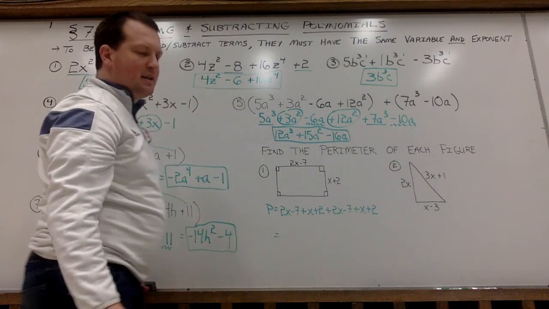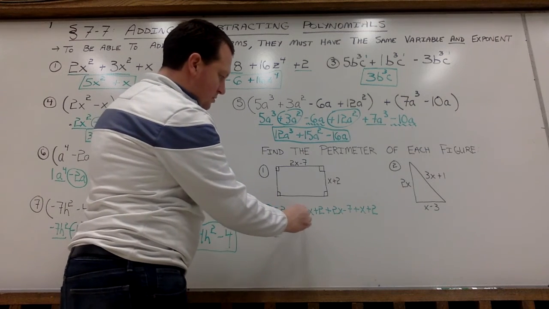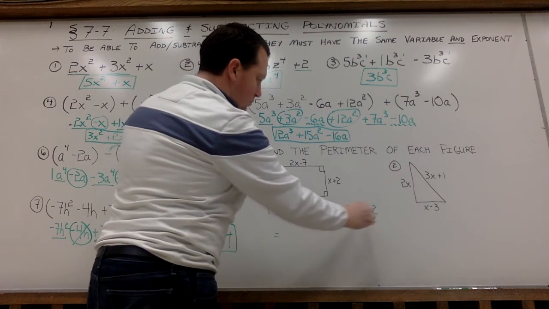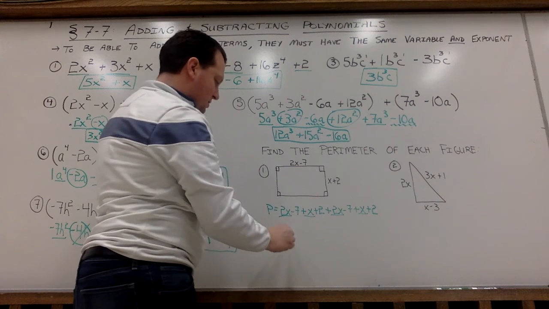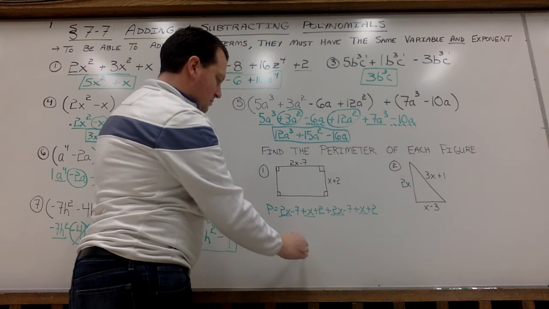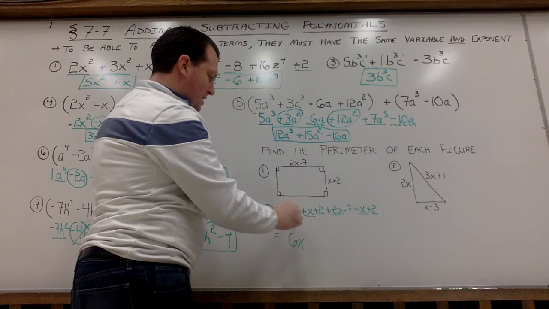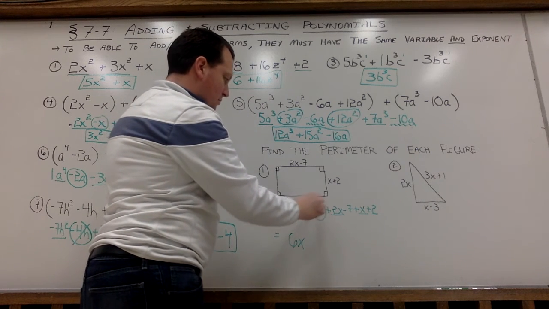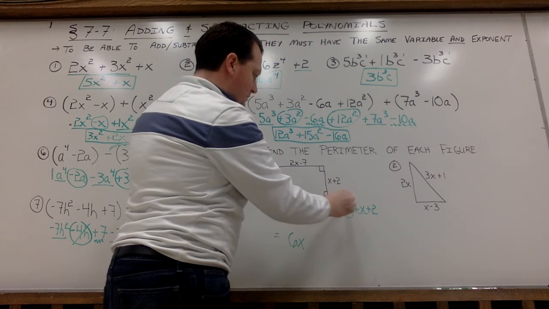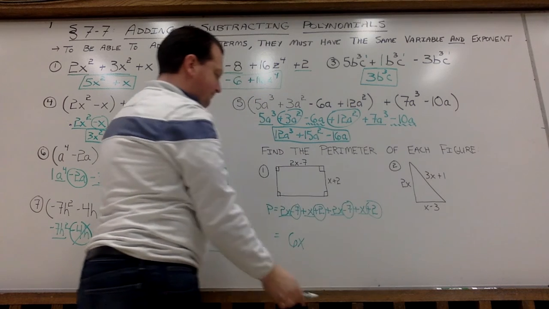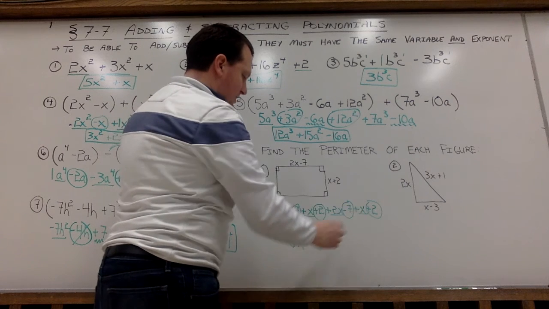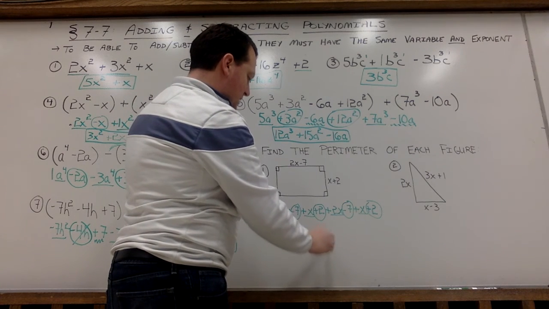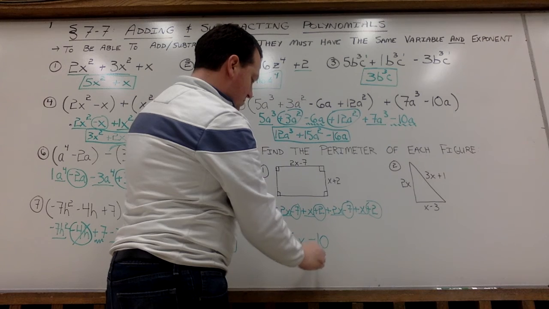So when I combine the like terms, I have 2x, 1x, 2x, 1x. 2 and 1 is 3, 4, 5, 6 x's. And then numerically, I've got negative 7 plus 2, negative 7 plus 2. Negative 7 and 2 is negative 5, and another negative 5 will give me 6x minus 10 units.